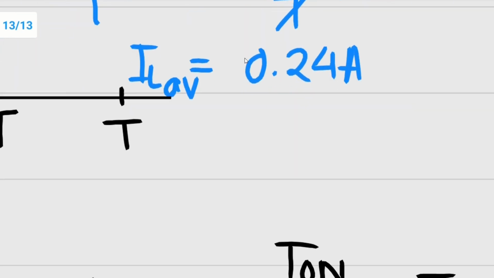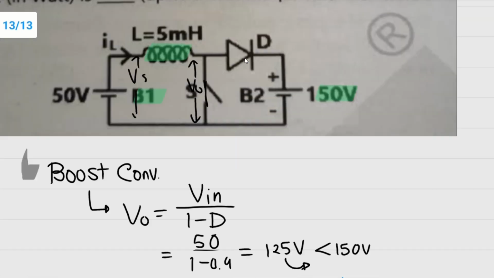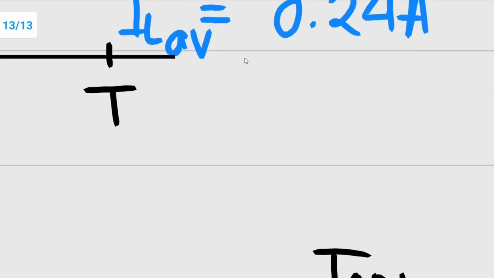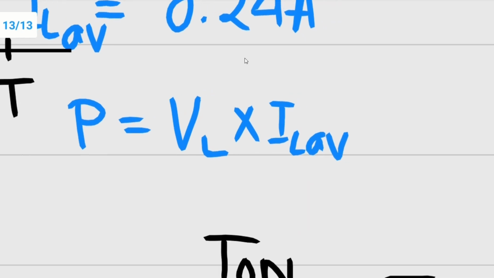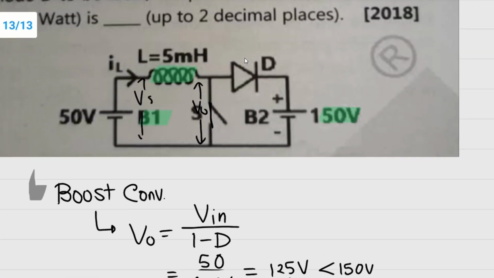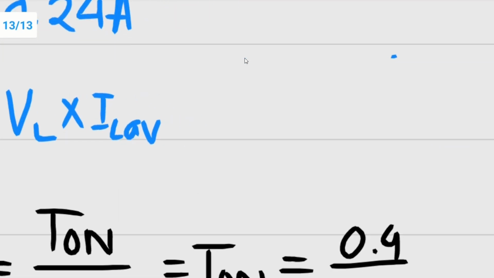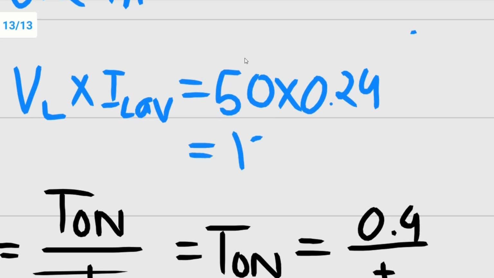Now as we have the average inductor current, the power transferred from B1 to B2 is nothing but VL average into IL average. As we need to calculate the power transferred from B1 to B2, VL average is nothing but 50 volt. So 50 into 0.24, the answer is 12 watt.